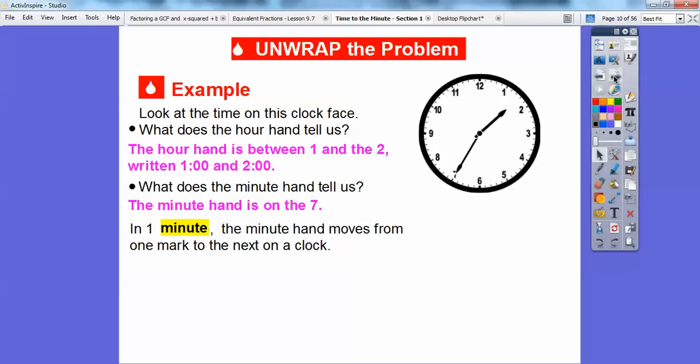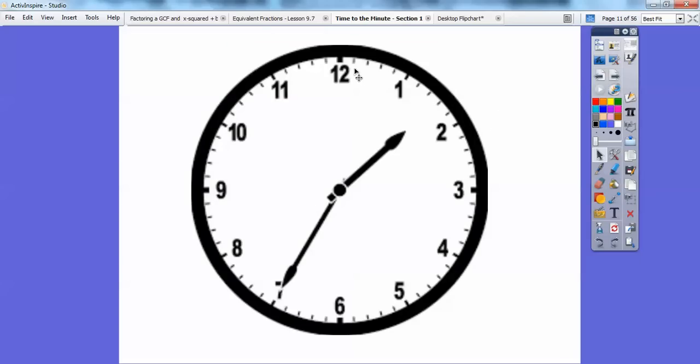Okay, so in 1 minute, the minute hand moves one mark to the next mark on the clock. So I think I enlarged the clock here. Yeah, so here's the clock right here. So this is 1 minute. This little space is 1 minute right here. And then from here to here is another 1 minute. And check this out. So there's 2 minutes. There's 3 minutes. There's 4 minutes. There's 5 minutes. So we're going to learn how to count by fives. Each number counts for 5 minutes right here.